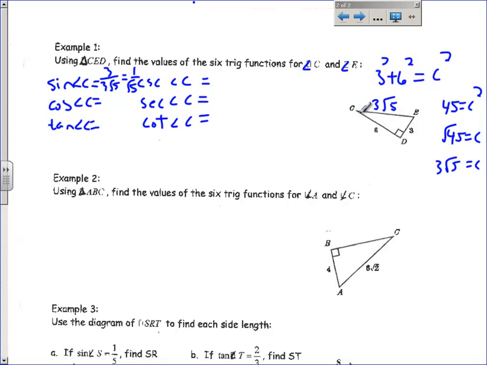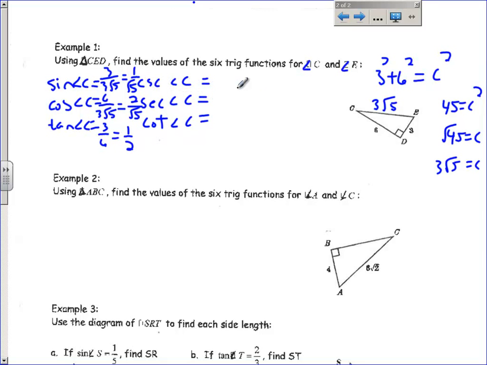Cosine of angle C is the adjacent side over the hypotenuse, so that's 6 over 3 square roots of 5, which simplifies to 2 over the square root of 5. And the tangent of angle C is opposite over adjacent. That's 3 over 6, which simplifies to 1/2.